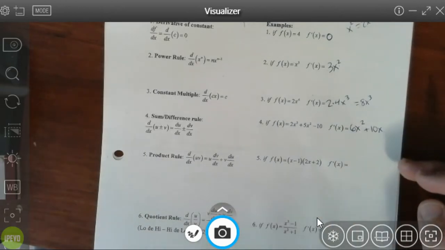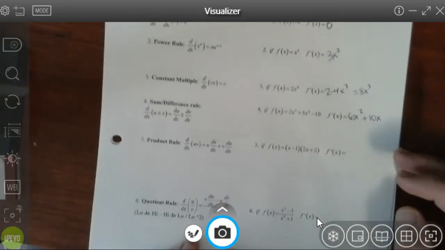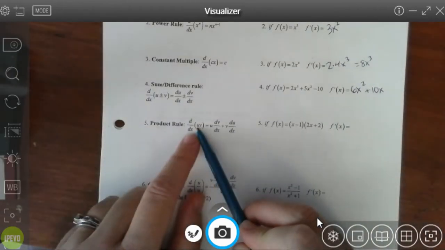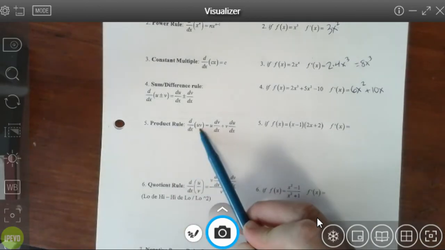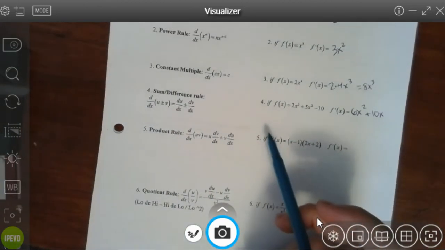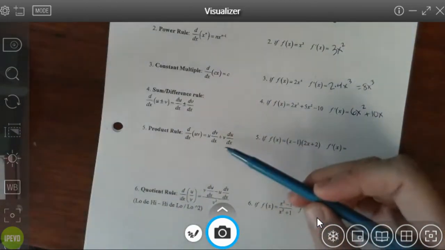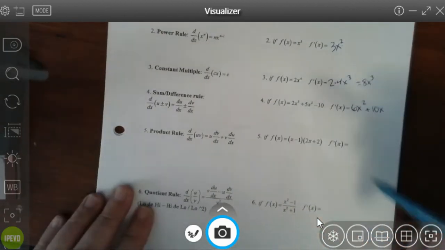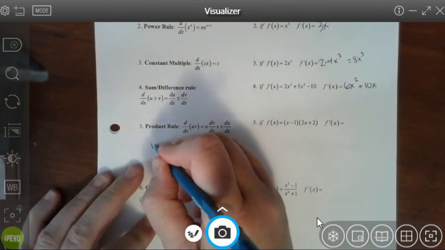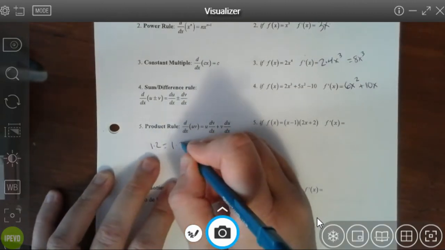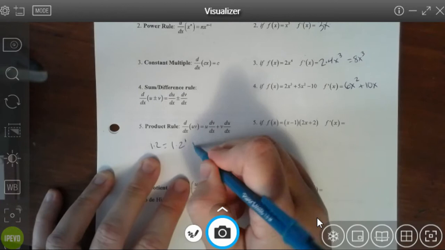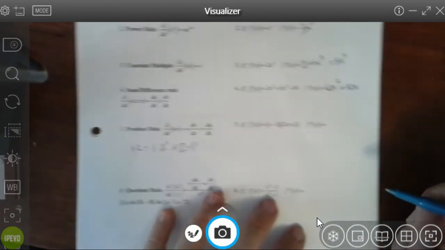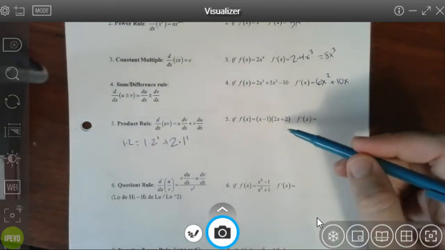Then there are 2 rules in this section that get a little bit tricky. The first is the product rule. Here's the rule: if you're doing a u times a v, then you need to do u times the derivative of v plus v times the derivative of u. What you'll typically hear me say in class, I call these 1 and 2. So I'll say leave the first alone, take the derivative of the second, plus leave the second alone times the derivative of the first.